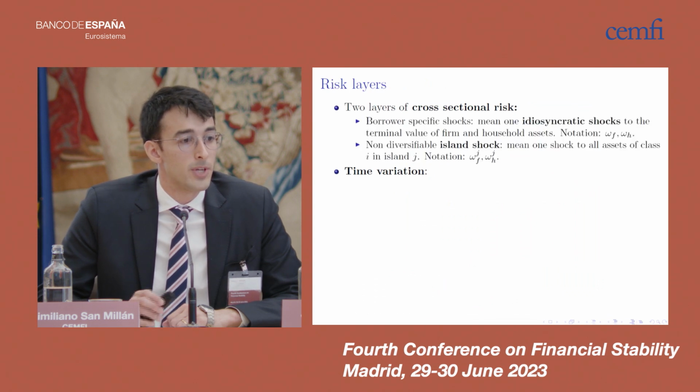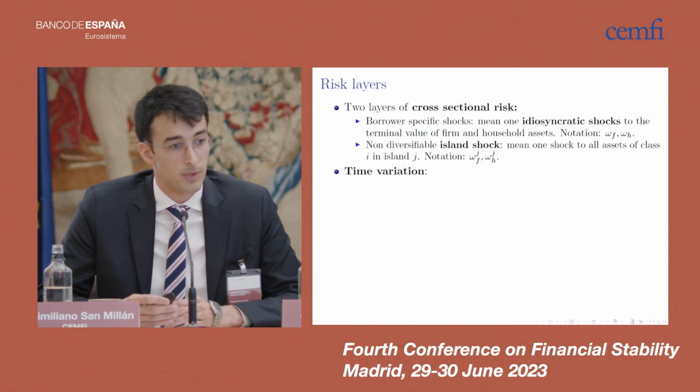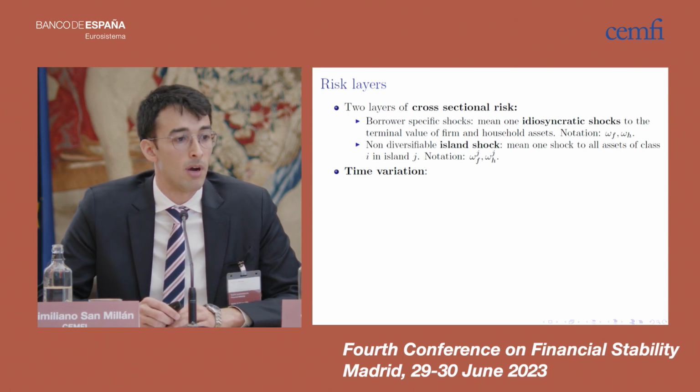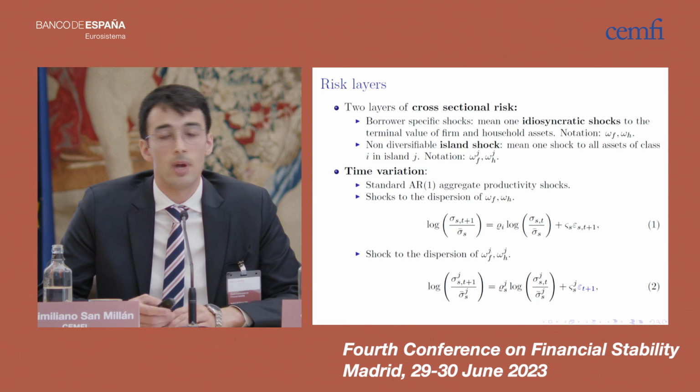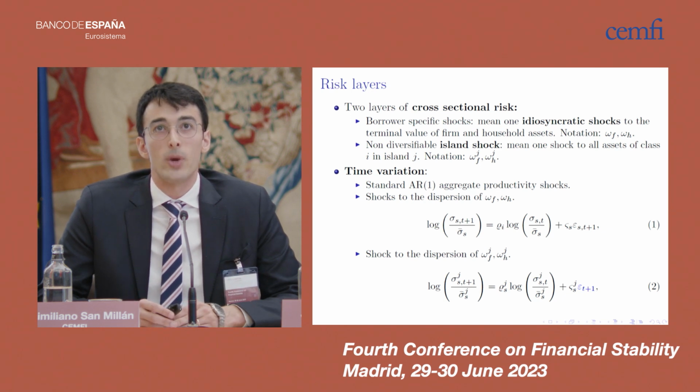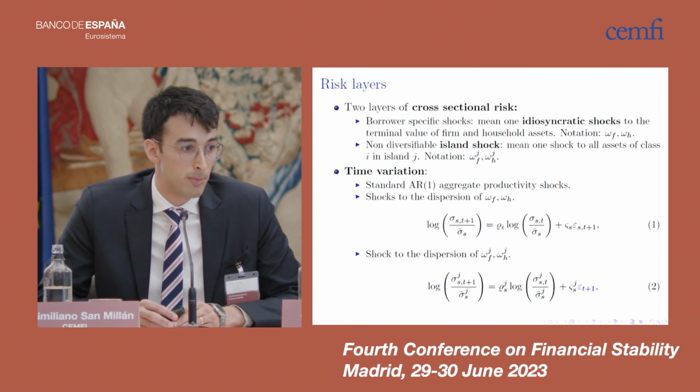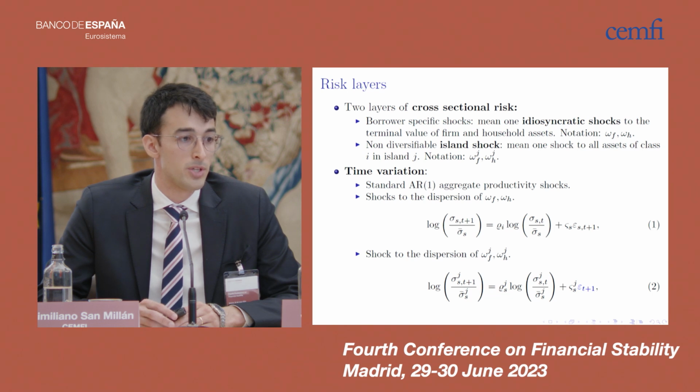So these are the shocks that I was mentioning before. There is this cross-sectional level of risk at the borrower level, and there is the island level risk, and I'm going to assume that on top of the traditional AR1 productivity shocks, we have the type of risk shocks that have been described before in the literature, which essentially will generate larger default.